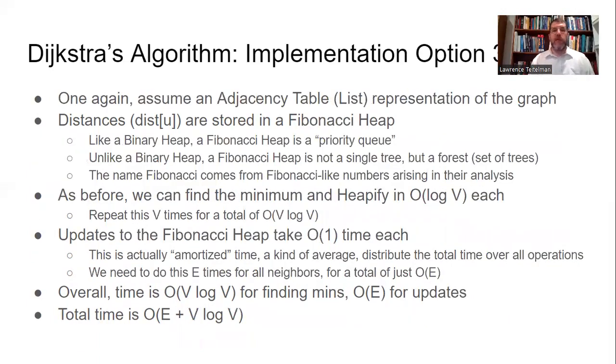Okay, option number 3 again assumes we're using an adjacency table or list for the graph. So that has not changed. But what is changing here is how we store these distances. Instead of storing them in a regular binary heap, we use a Fibonacci heap. What is a Fibonacci heap? We had a picture of a Fibonacci heap in our lecture on advanced tree and heap structures. It's not really a heap per se. If we assume that a heap needs to be a tree, it's a forest. It's a set of trees.